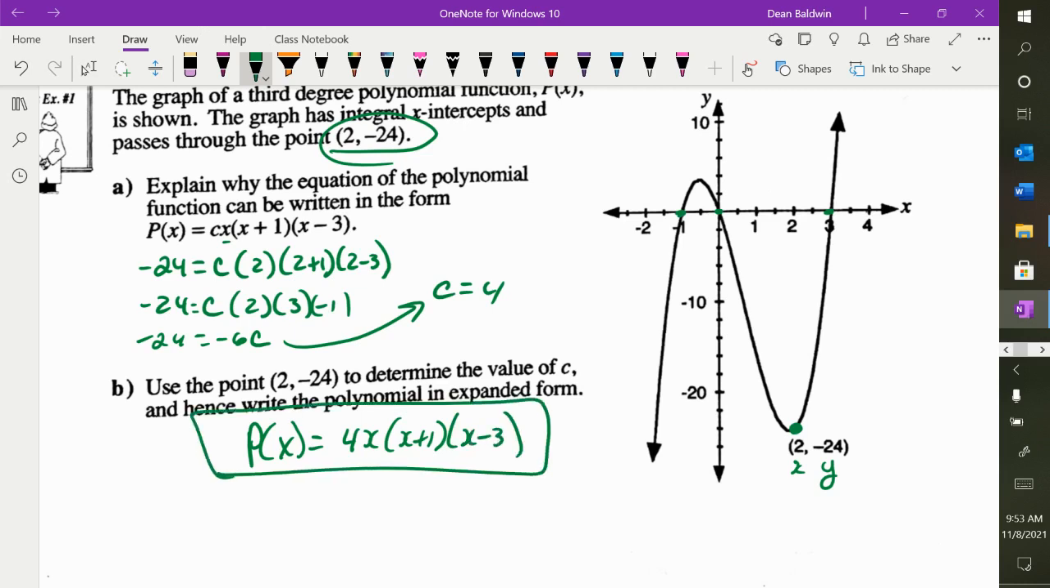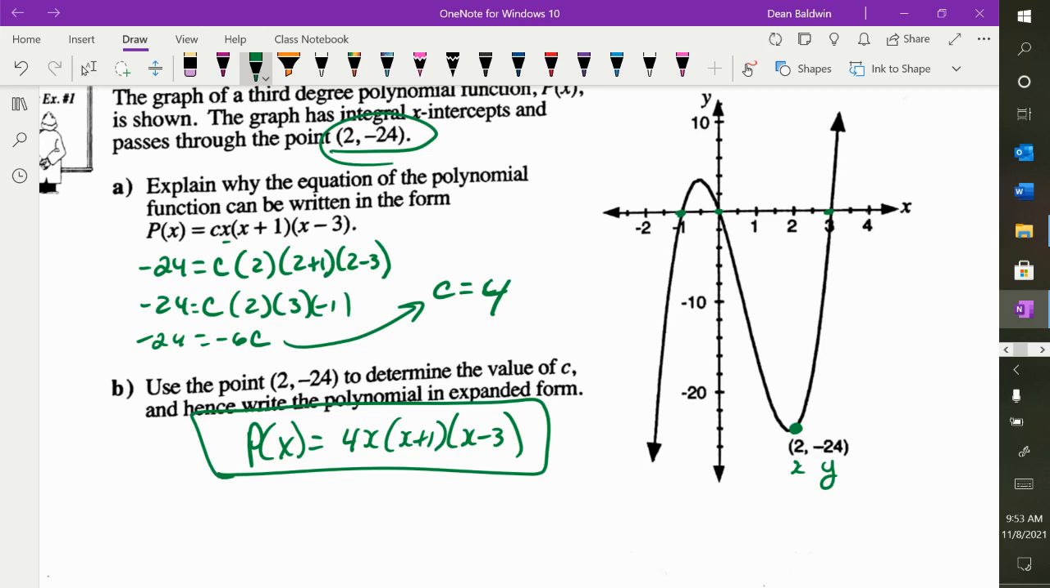Does that leading coefficient of 4 make sense for the graph? Why? What are you looking at? When you say yes, what are you looking at for it to make sense? So if I made it -4, would it make sense? Why? Because the right hand is pointing up. So that's what you're looking for. Okay? Yeah. There we go. Okay, so that's all you have to do.